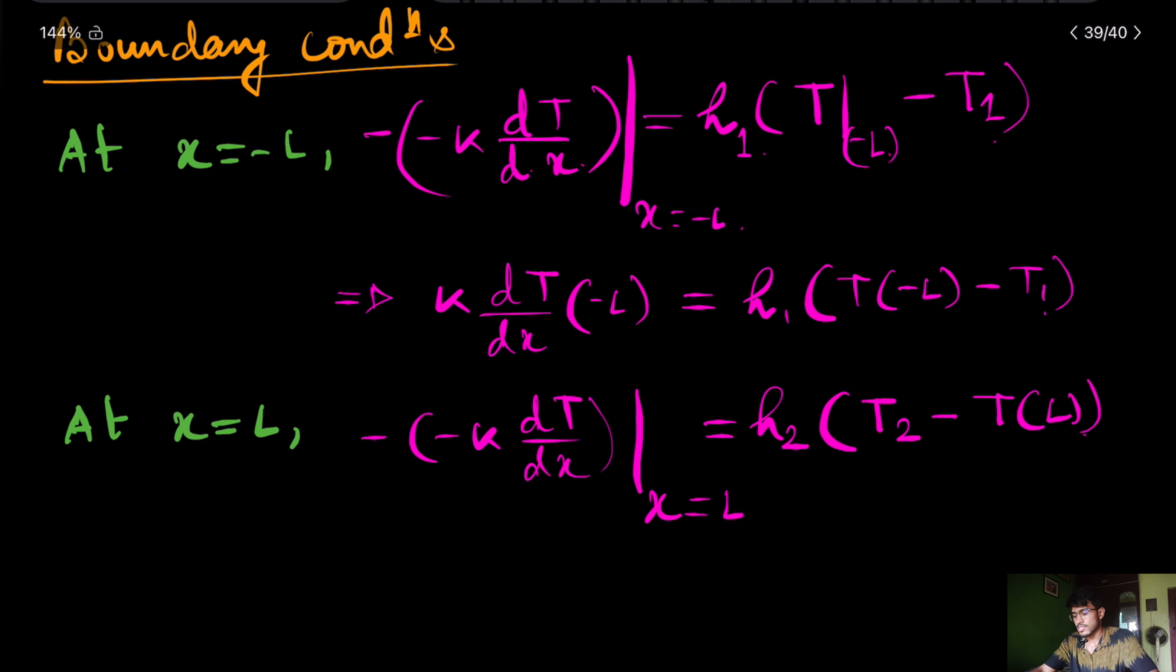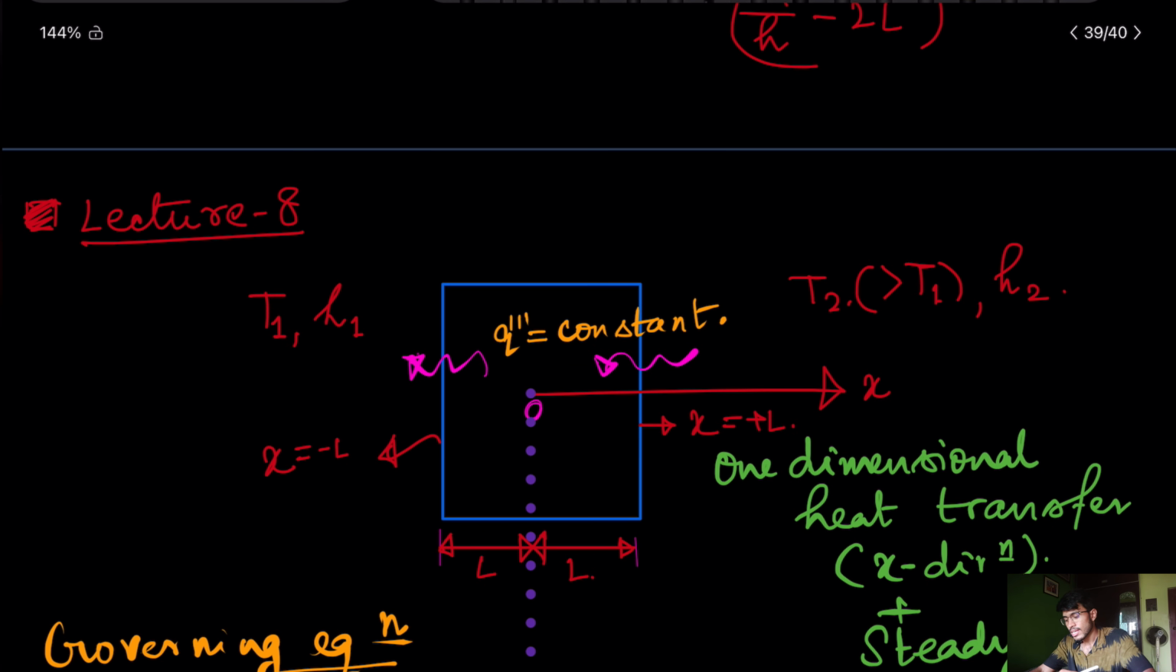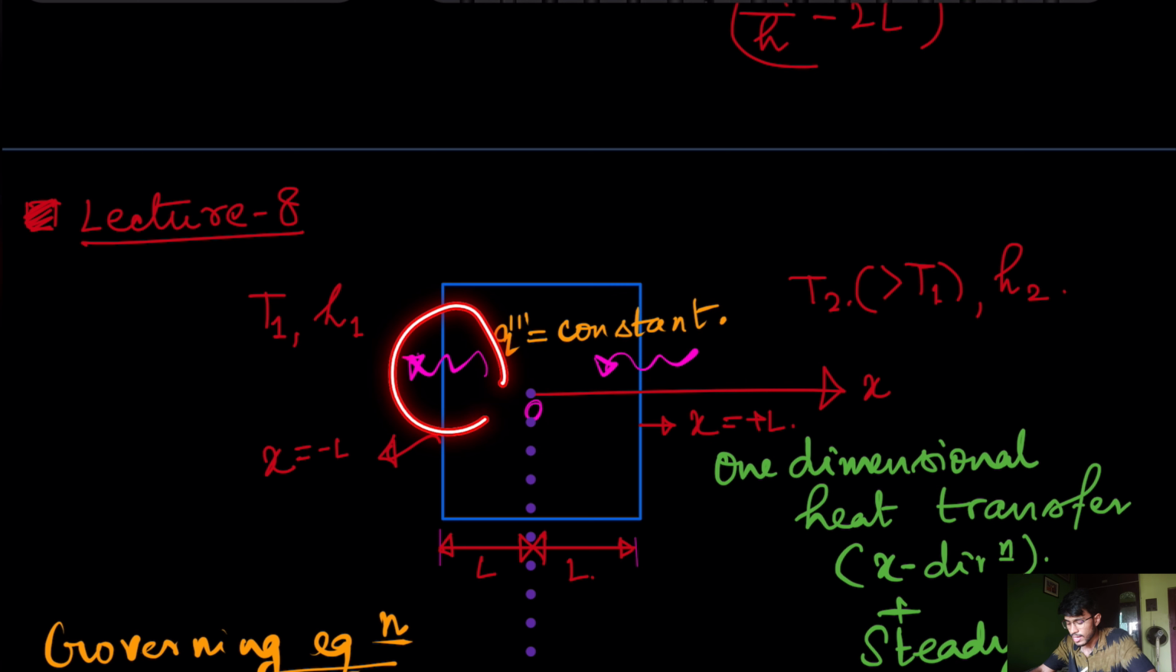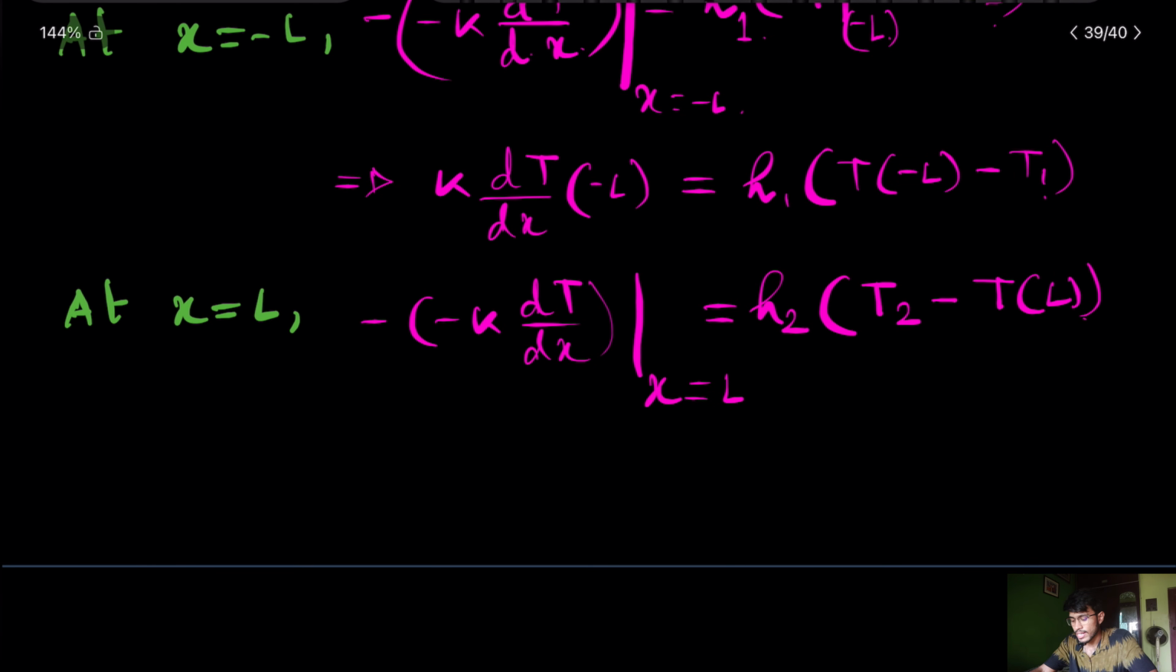Now your homework is to write the boundary condition assuming the second convention. Which convention? That is, the heat flowing into the block or into the system is considered as positive. If that is so, then this heat flow is positive, right? This heat is going from ambient to the block. That means this heat flow is positive, but this heat flow is negative, right? So accordingly you write the boundary condition maintaining that convention, and you see if you are getting these equations or not.